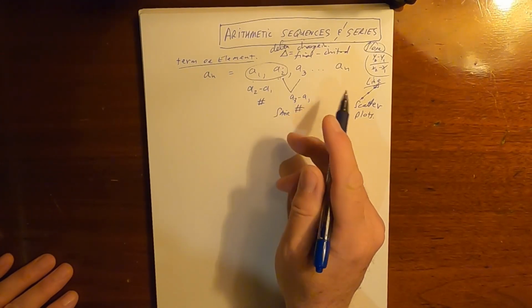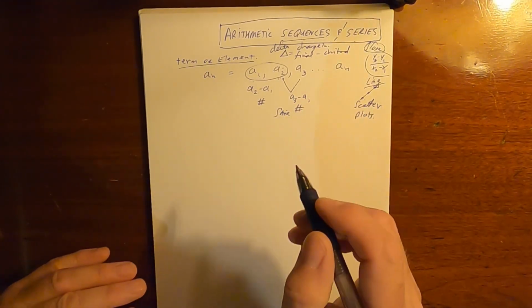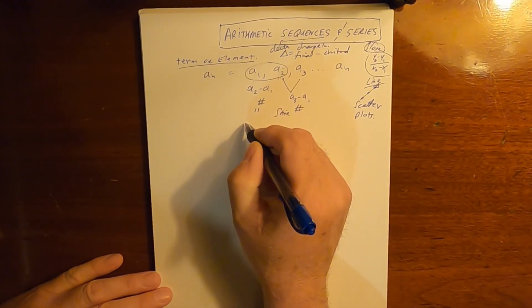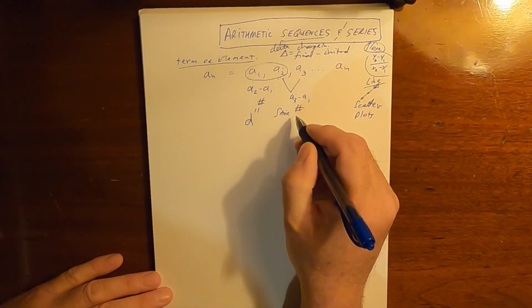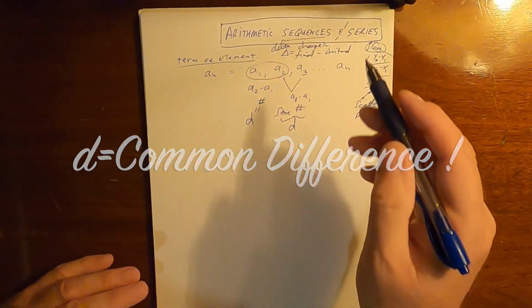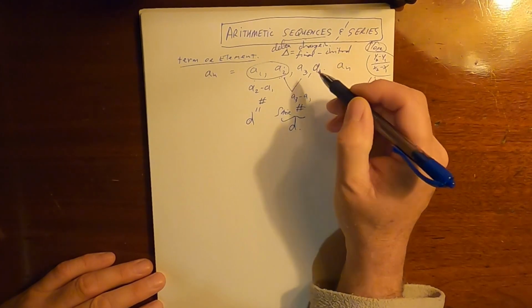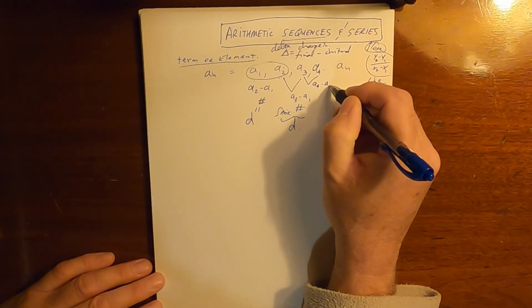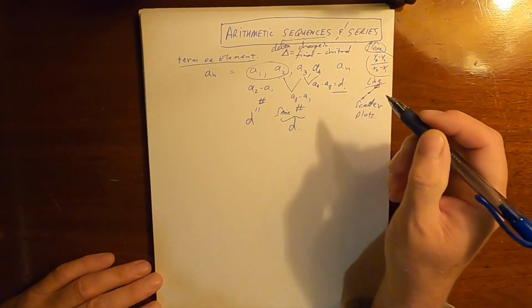Basically, when we look at this formula, this difference number is typically referred to as d. So this number would be d. If I went on and got a_4, then the difference, a_4 minus a_3, would equal d as well.